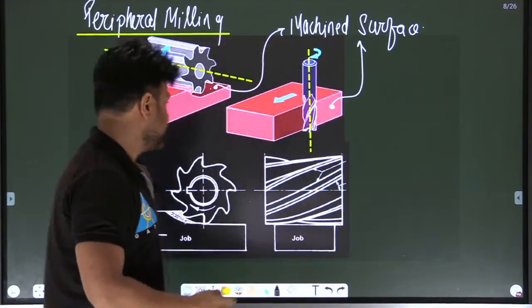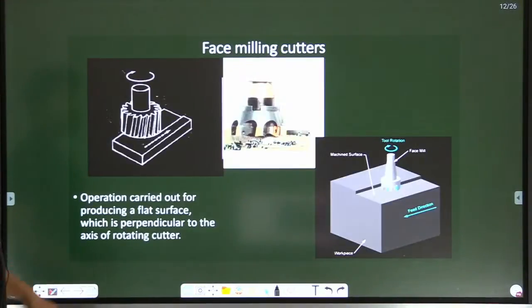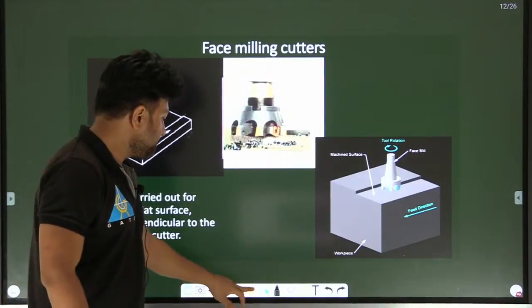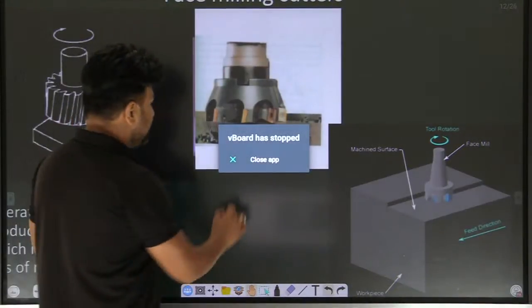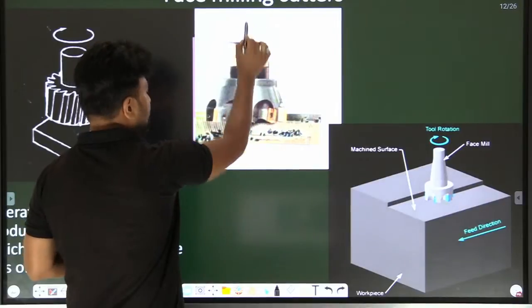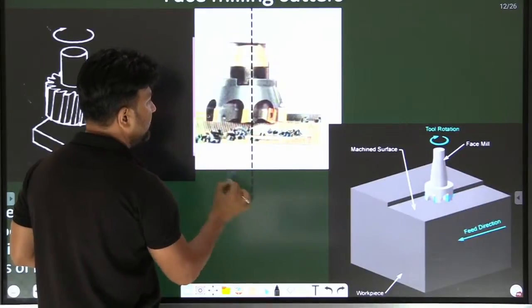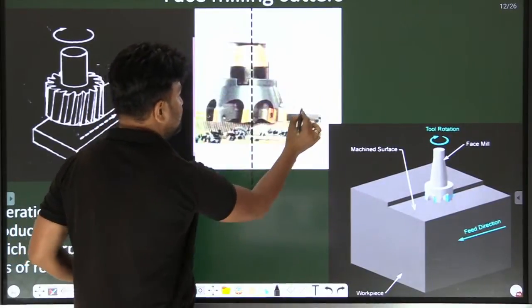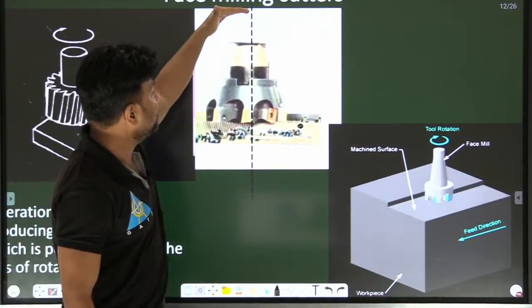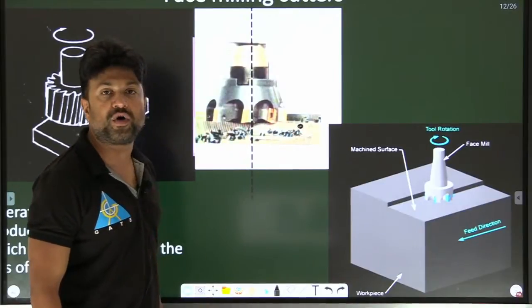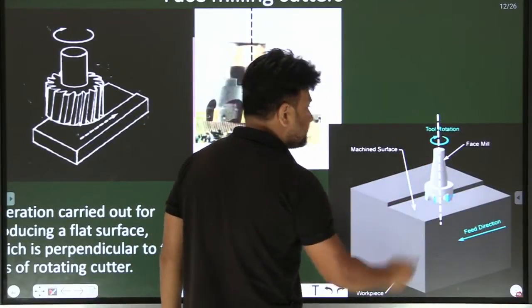Now the next milling is face milling. Let me show you the face milling. My dear, this is a face milling. I hope you are able to see this diagram. Face milling is a milling where the milling cutter axis, this is the milling cutter axis, and here you can see this is the machine surface. Here you can see the milling cutter axis is perpendicular to the machine surface.